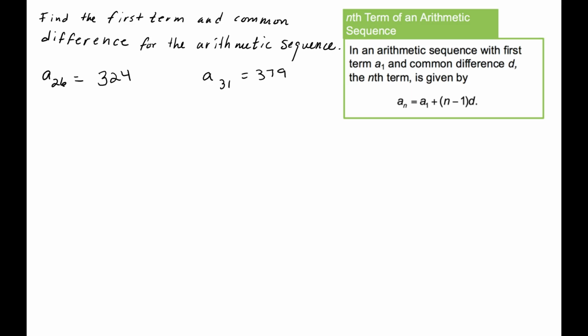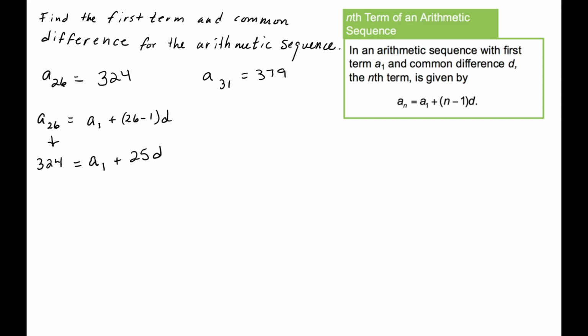When I say basic system of equations, we're going to be applying a system, but you may not look at it as a system when we get down to the solving part. But let's take a look. The first thing I'm going to do is note that A26 is equal to A sub 1 plus, and we're looking at the 26th element, so 26 minus 1 times D. So what's A26? It's 324. 324 equals A1 plus 26 minus 1 is 25D. Okay? We've got that so far.